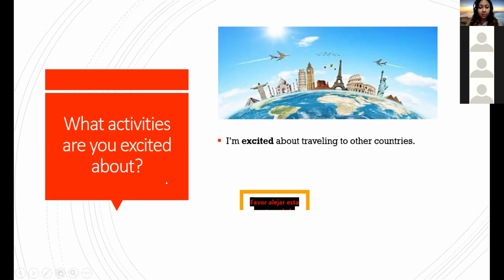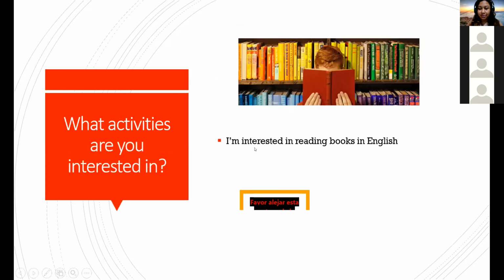You see, we're checking some verbs that go accompanied by a preposition. So we just need to remember that if I'm using a verb that goes accompanied by a preposition, I have to use a verb in the gerund form. Let's continue with our next question.